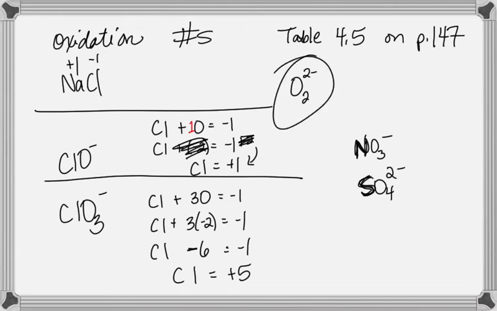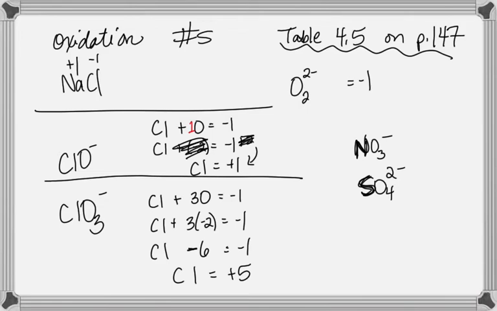Now, I saved this one for last because this is actually the peroxide ion, and it's a weird one. It's just an exception. That's why I started by telling you table 4.5 on page 147, because it'll tell you that the oxidation number for O in peroxide is negative 1. It's one that we've memorized, if you will. But you can kind of see that because there's 2 O's and they total negative 2, so each O must be minus 1. But really, you memorize that one. It's kind of an exception to all your other rules.